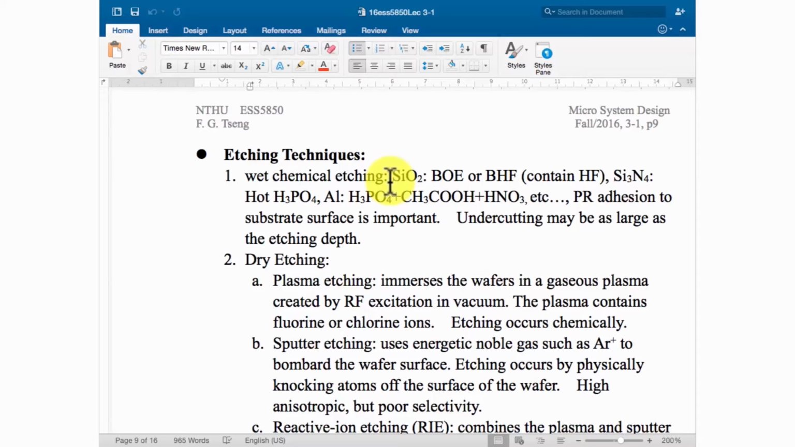Silicon dioxide is easily etched by using hydrofluoric acid, HF. Okay, so you bring the silicon dioxide open window directly into contact with the HF, like BOE or BHF, which contains HF as an ingredient. Okay, so it can be etched. For silicon nitride, you use phosphoric acid, okay, it's etching. And aluminum, it's phosphoric acid and some other different acids together. Okay, so wet chemical etching means using wet chemicals to do the etching process.